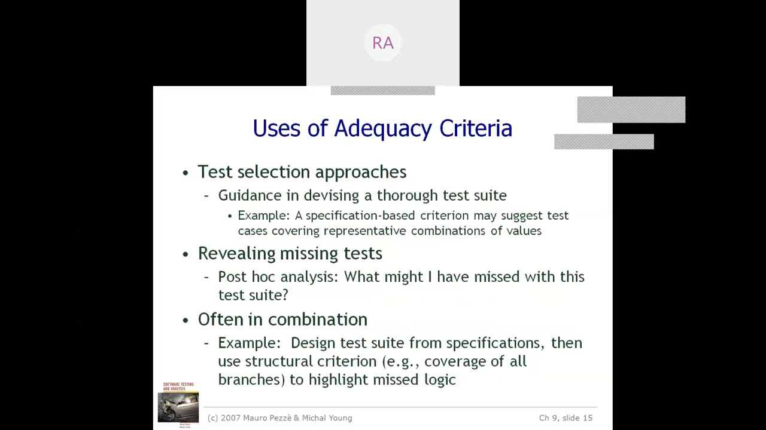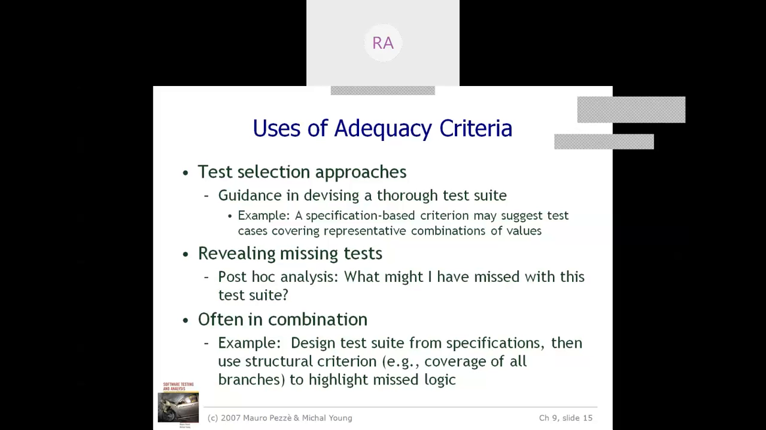After that, it will also help us in detecting missing tests. It is not possible for us to carry out thorough testing once you design a test suite. There are certain chances of missing out tests associated with the components of a particular program. So adequacy criteria will help us in revealing the tests which we have missed out.